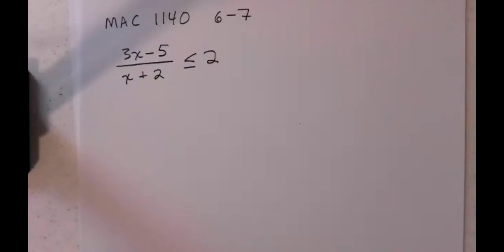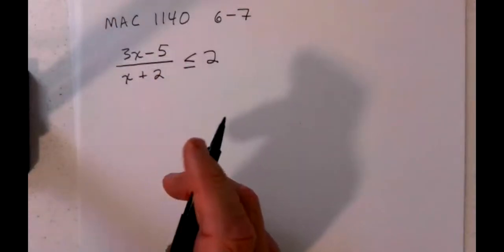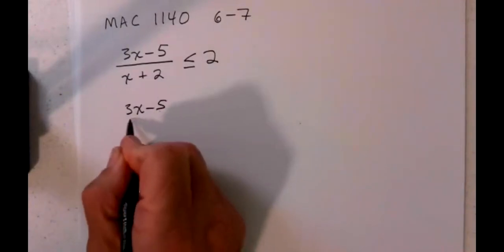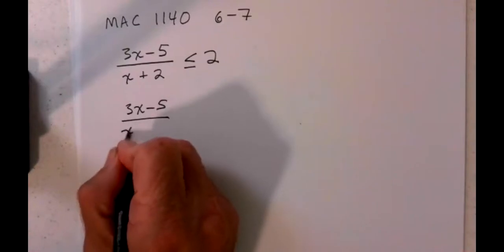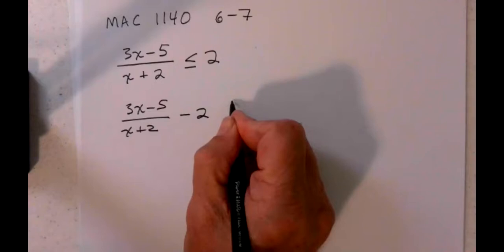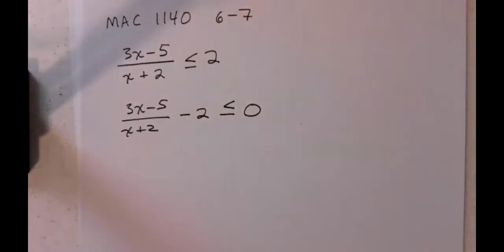This question is (3x - 5)/(x + 2) ≤ 2. So this is what we call a rational inequality. I need to compare it to 0. So I'm going to rewrite it as (3x - 5)/(x + 2) - 2 ≤ 0.